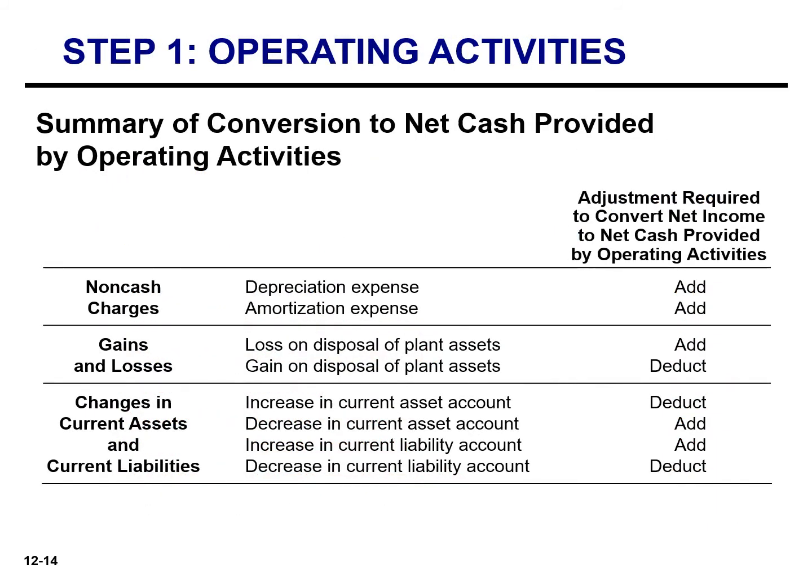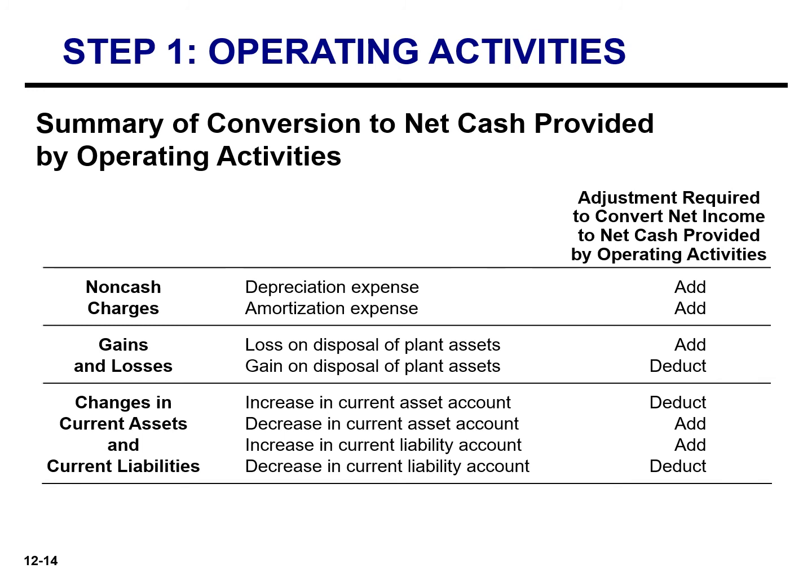This slide is a great resource that summarizes the three adjustments that we just discussed. The statement of cash flows prepared by the indirect method starts with net income, and then items which are noted in this slide are either added or subtracted to arrive at the net cash provided by operating activities.